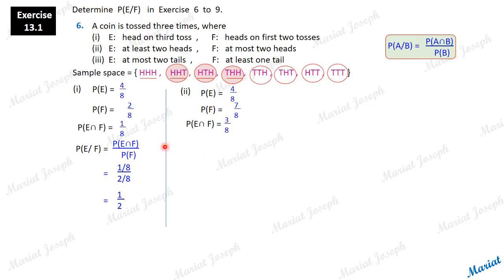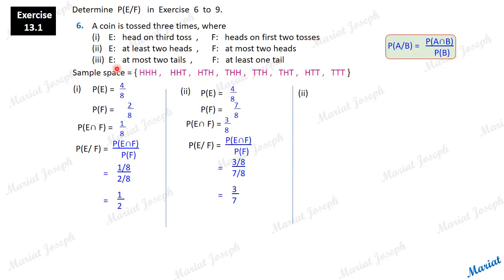Now, apply this formula once more. Conditional probability of E given F is probability of E intersection F upon probability of F. And apply the values that we have already calculated. 3 by 8 upon 7 by 8, the answer is 3 by 7. Next part.